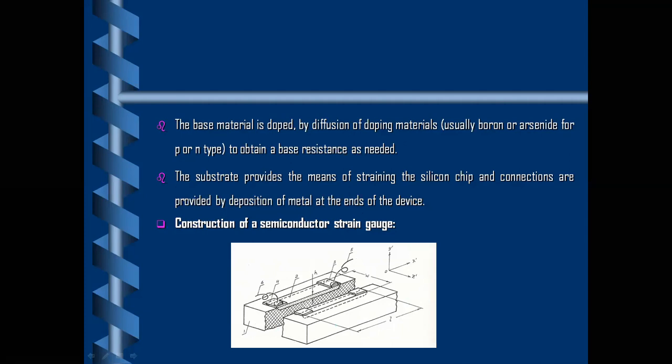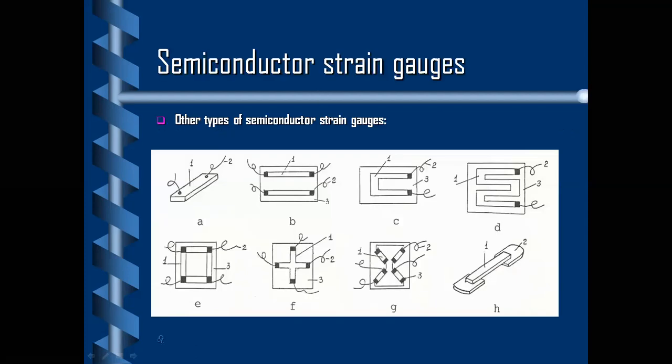So the substrate provides the means of straining the silicon chip, and the connections are provided by deposition of the metal at the end of the device. So the construction has been represented in the figure below for the semiconductor strain gauge. Now, different types or other types of strain gauges.